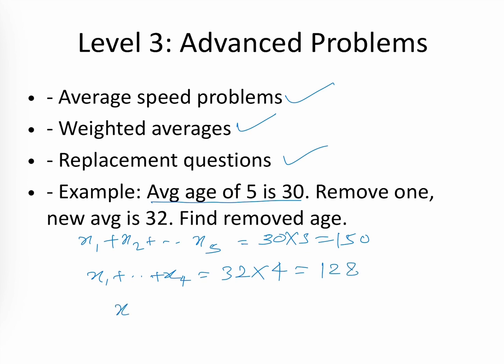So what is the removed one? What will be the age of the removed one? x5. We will subtract 128 from 150 and we will get, sorry, it will not be 32, it will be 22. So in this way we can calculate the value. The more advanced questions will be solved soon.